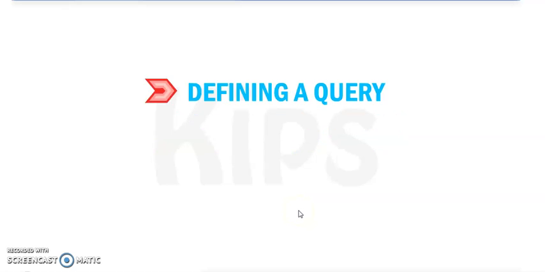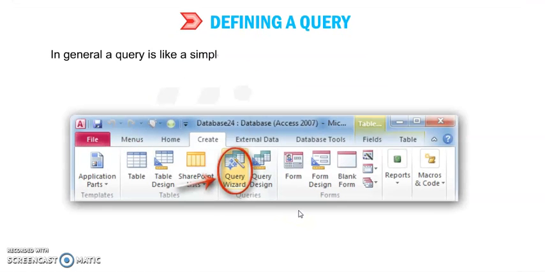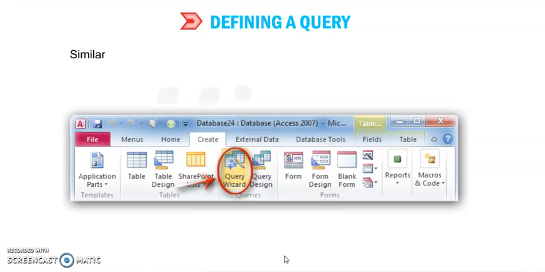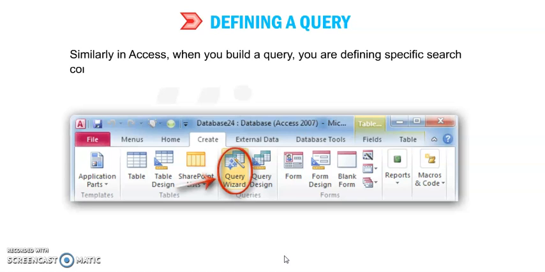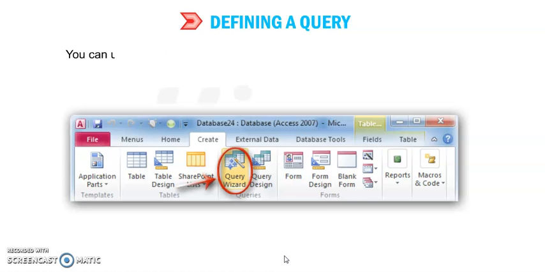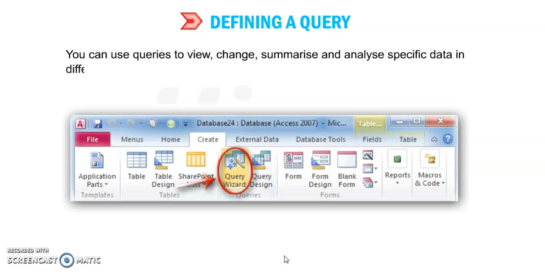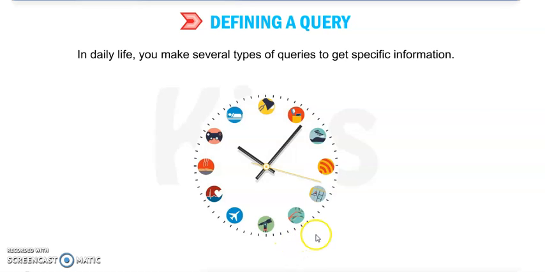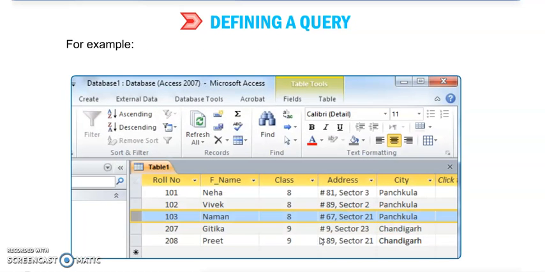Now, how can we define a query? For the steps for defining a query: a query is like a simple question that we ask to find specific information from the database. Similarly, in Access, when you build a query, you are defining a specific search condition. You can use queries to view, change, summarize, and analyze specific data in different ways. In daily life, you make several types of queries to get specific information.